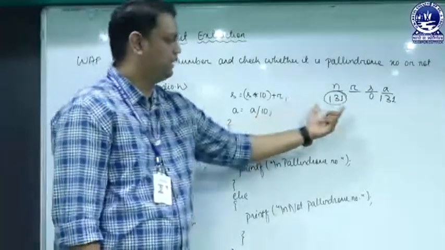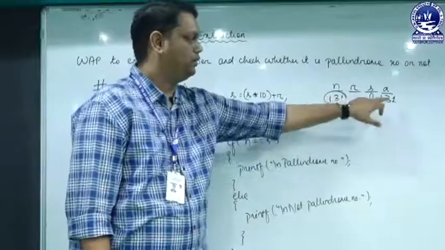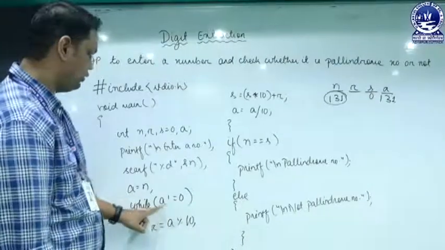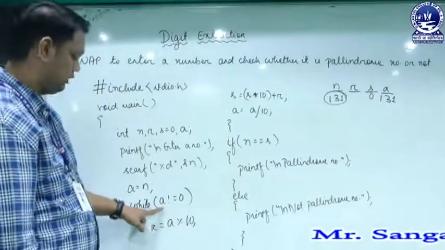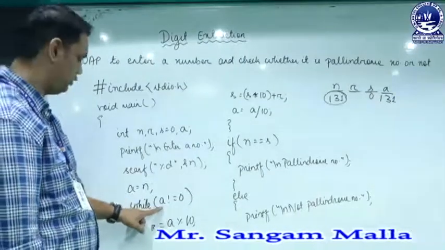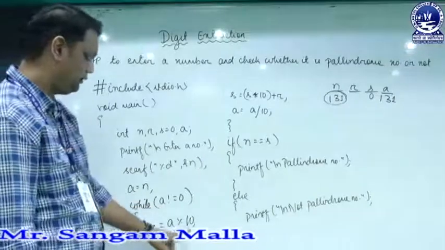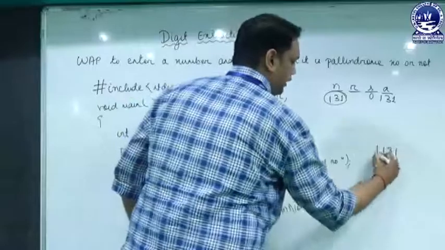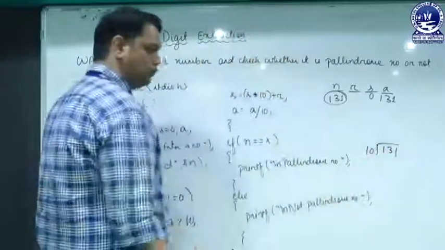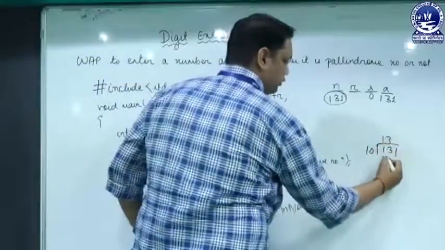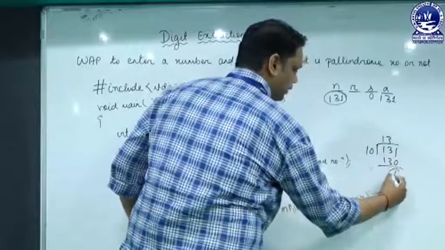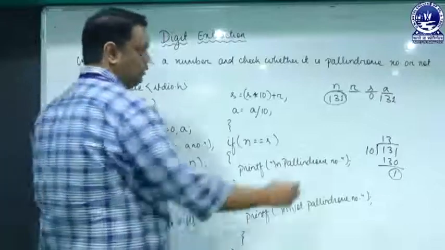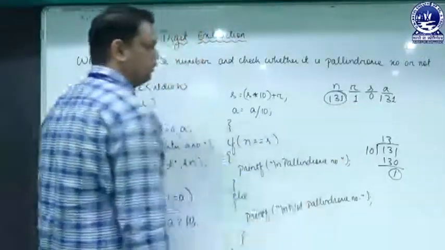So I have initialized the value of n in a. So it will check over here, a is not equal to 0. a is having 131. 131 is not equal to 0. True. Now a will be divided by 10, that means 131 will be divided by 10. As per the logic, we know that it will return the remainder, that is 1. So 1 will be stored in r. So r will have the value as 1.